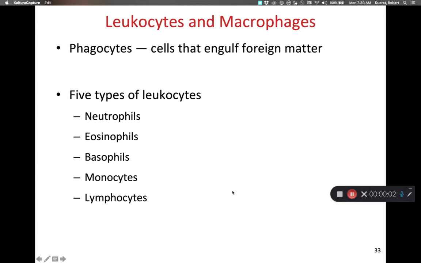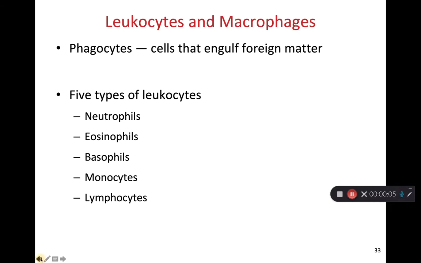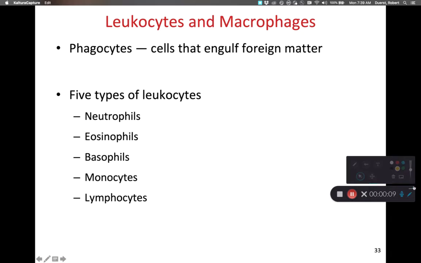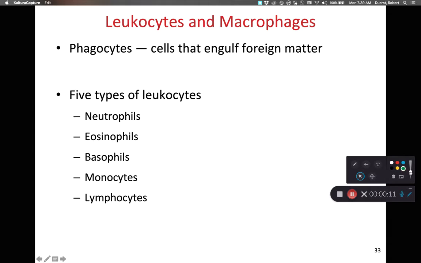Hi class, in this recording we are going to be focusing on the cells of our immune system, particularly the innate immune system. So let's dive right into it. As we look at these cell types, they are going to include lots of phagocytes. These phagocytes are cells that engulf foreign matter, solid foreign matter. And to review, phago means to eat, cyte means cell.